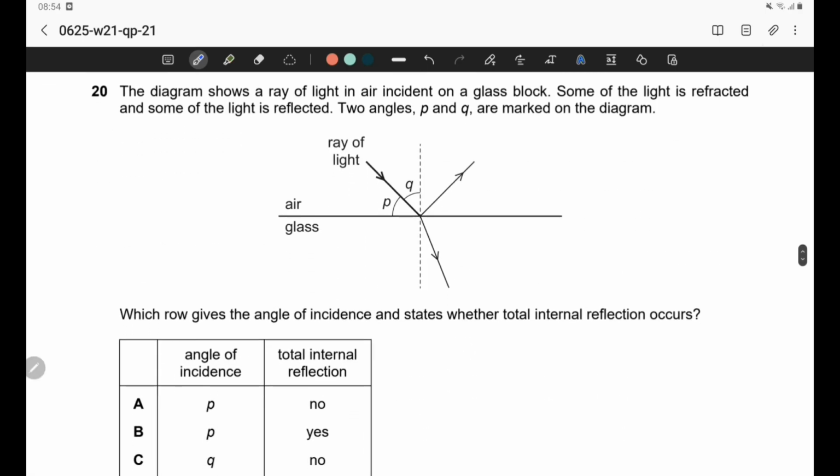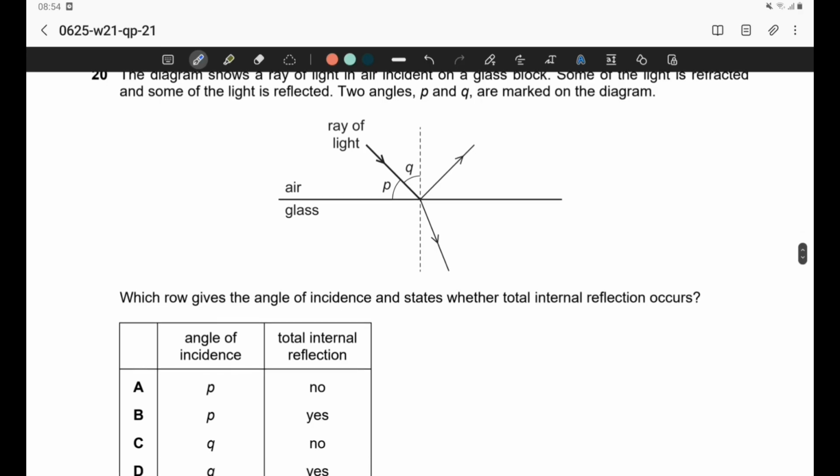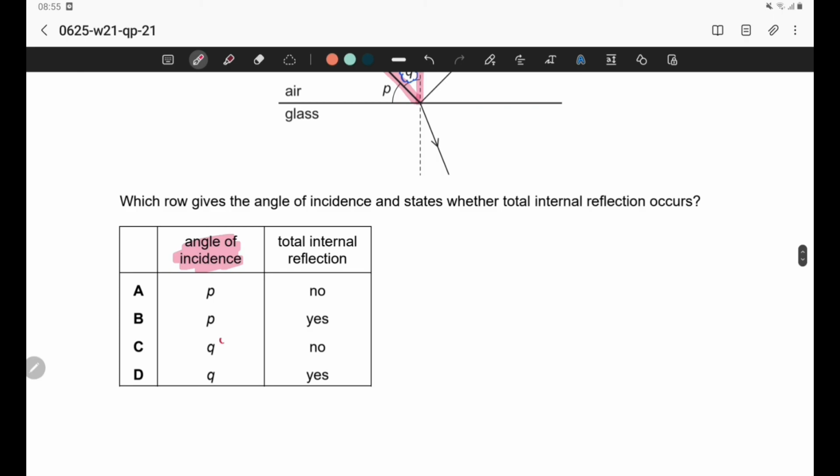Question 20. The diagram shows a ray of light in air incident on a glass block. Some of the light is refracted and some of the light is reflected. Two angles P and Q are marked on the diagram. Which row gives an angle of incidence and states whether total internal reflection occurs? So the angle of incidence is the angle between the incident light and the normal. Therefore Q is the angle of incidence. That means the correct answer will be either C or D.